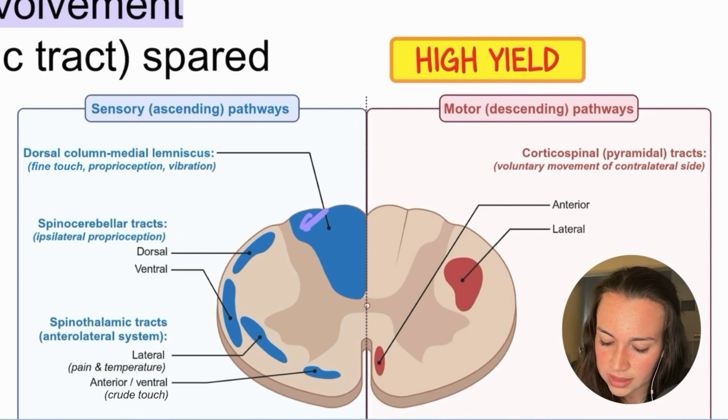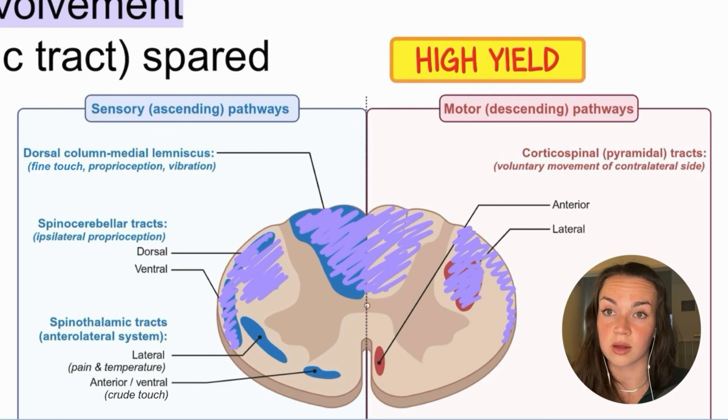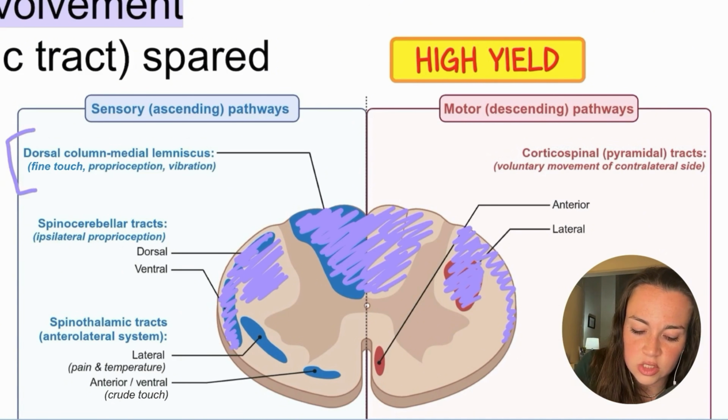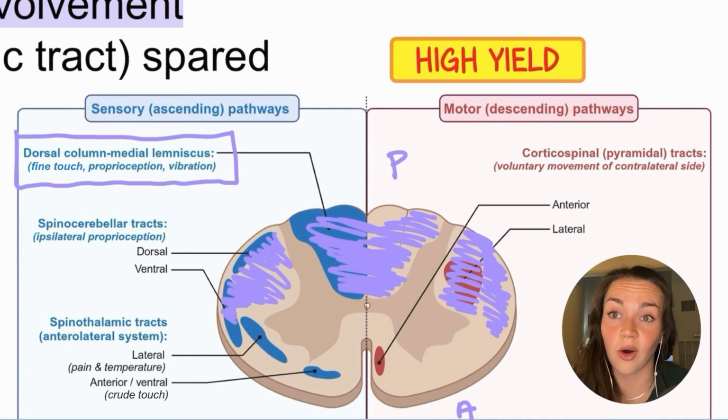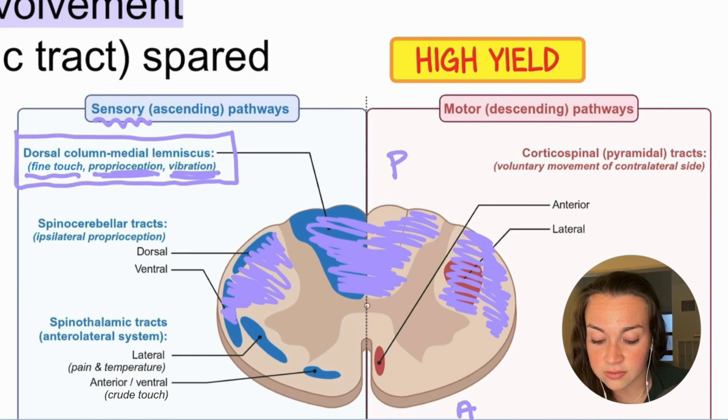In subacute combined degeneration, these are the areas of the spinal cord that are affected. If you're starting to get overwhelmed, I'm going to give you the highest yield piece of information right now. The most commonly tested tract that is affected by a vitamin B12 deficiency is this dorsal column medial lemniscus pathway. For the sake of this video, all you have to know about that is it is a sensory pathway, and specifically the signals it carries are fine touch, proprioception, and vibration.